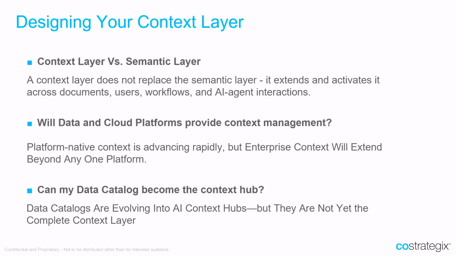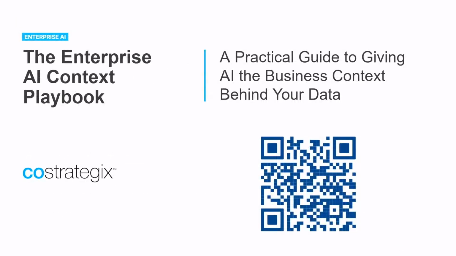So I have about 20, 30 such questions that we've compiled into a little playbook, a practical guide to giving AI the best context so it can work with your data. That's downloadable here. And there is also a QR code on the cards on your chairs.